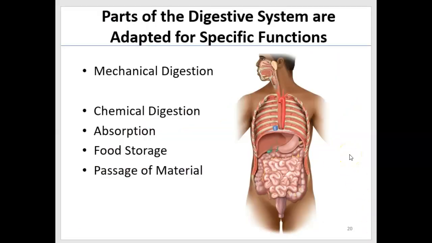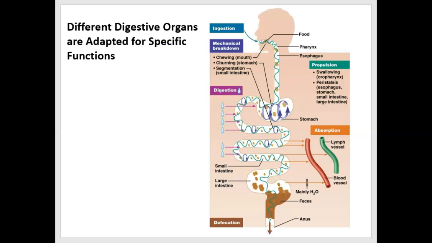So we'll see later throughout our study of the digestive system that parts of the digestive system are adapted for specific functions. Mechanical digestion, for example, occurs largely in the oral cavity and the stomach. Chemical digestion occurs largely in the small intestine, as does absorption. Food storage can happen in certain locations like the stomach, and passage of material happens throughout. So the next slide provides you with a summary of what we're about to explore in terms of digestive system physiology by the location of an organ.